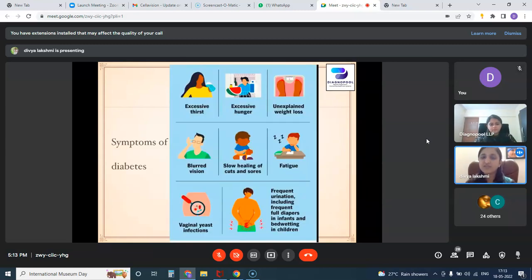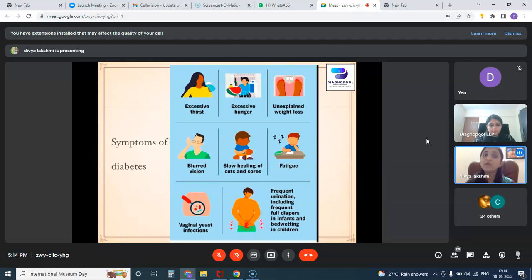So, what are the symptoms of diabetes? Symptoms of diabetes are excessive thirst, excessive hunger, unexplained weight loss, blurring of the vision, slow healing of the wounds, feeling excessively tired, vaginal infection, and frequent urination. These are the common symptoms of diabetes.